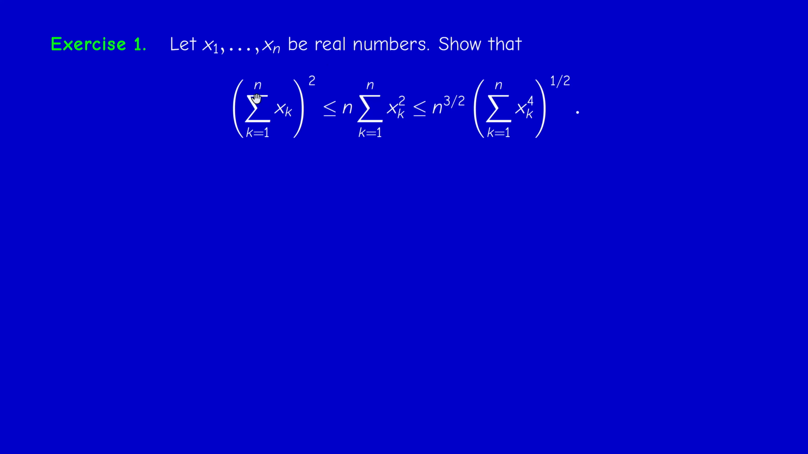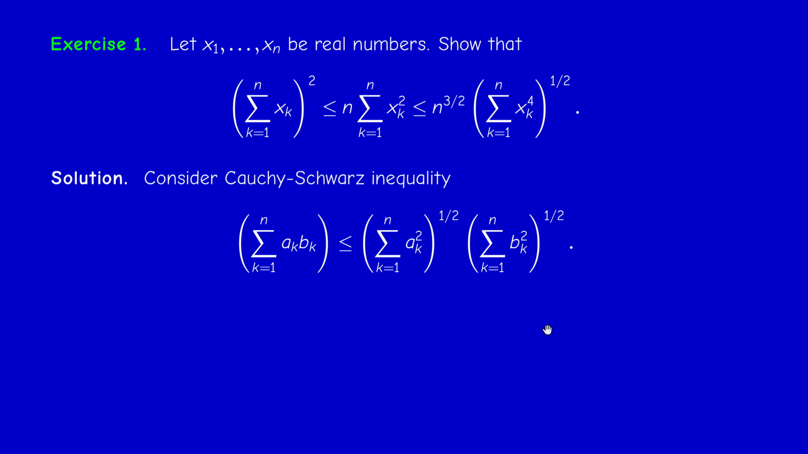The first one is just a consequence of Cauchy-Schwarz. Okay, so recall that Cauchy-Schwarz inequality can be written in this way. And now take in particular a_k equal 1 and b_k equal x_k. What happens?